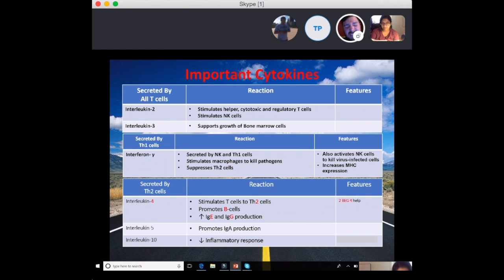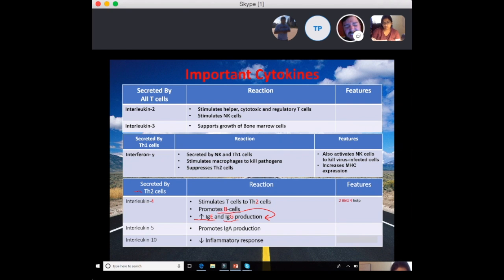Okay, so then we have the ones secreted by T helper 2 cells. So, interleukin 4. Again, we're talking about hot T-bone steak. This is the E in steak. And it's going to increase IgE production as well as IgG. This guy promotes B cell maturation, promotes B cells to make the IgGs, and then it stimulates T cells into T helper 2 cells.